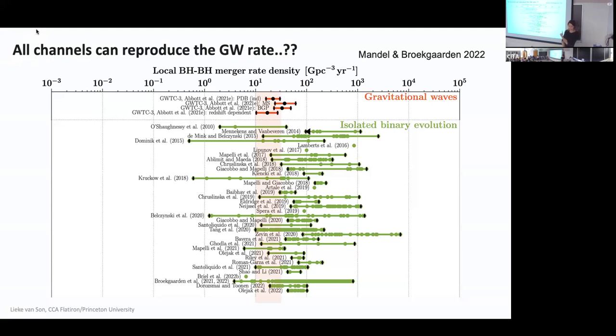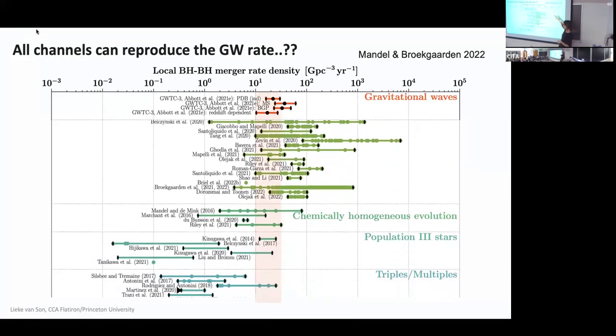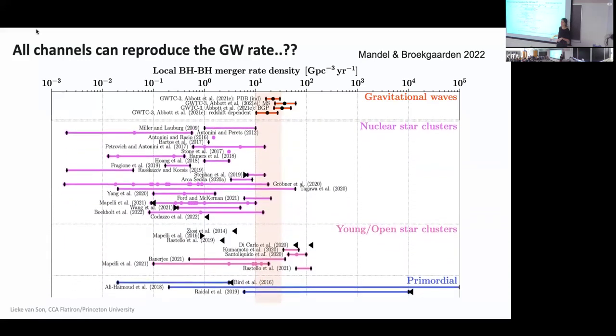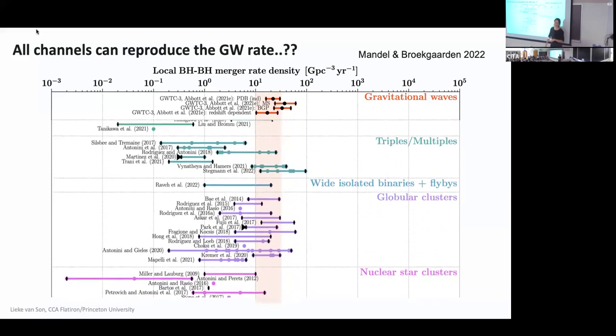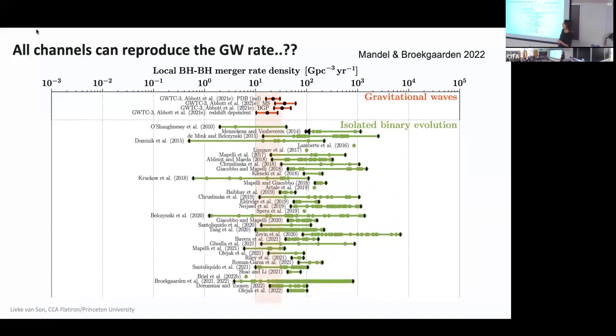This is a beautiful review by Floor Broekgaarden and Ilya Mandel. I'm going to play this, where each of these lines is a study, and each of the colors is a different formation channel. As you see, most of them, or a lot of them, can produce of the order of 100% or more of the detected gravitational waves. Now, obviously, that is a bit problematic, because if everything does everything, we have way too many gravitational waves. We have a missing gravitational wave problem.